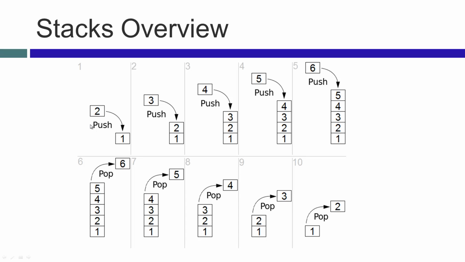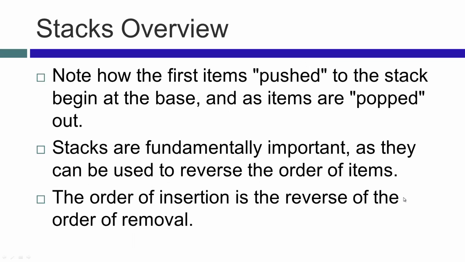Now when you're removing items from a stack, the last in is the first out to go. For instance, 6 was the last one to go in, so it's going to be the first one to come out. When you're popping the items off, you're basically taking them off from the very top of that stack. Note how those first items being pushed to the stack begin at the base, and as the items are popped out.